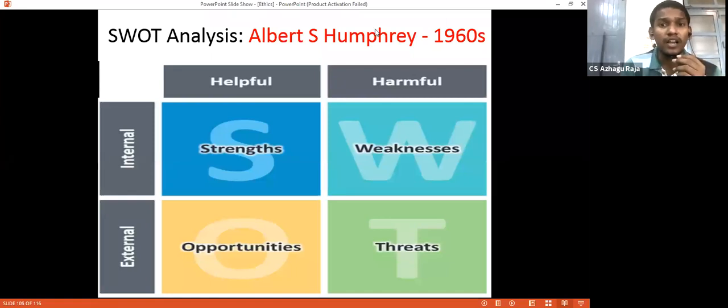And what is a SWOT analysis? SWOT analysis was brought by Albert S. Humphrey during 1960. A SWOT analysis talks about strengths, weaknesses, opportunities, and threats. So here, as I said, the internal environment as well as the external environment, which are good and which are bad, are harmful.